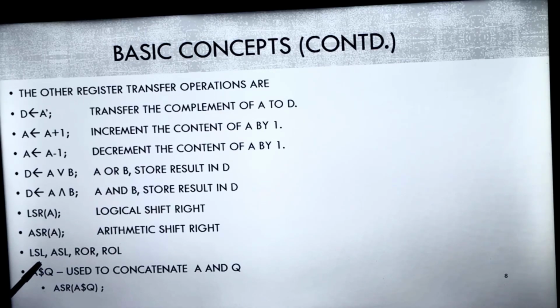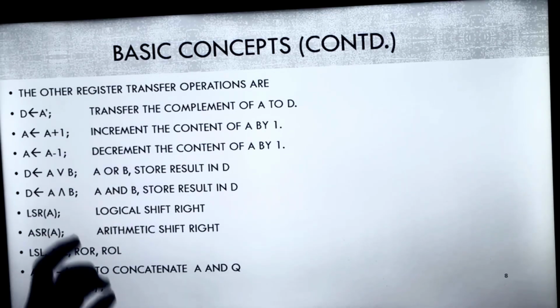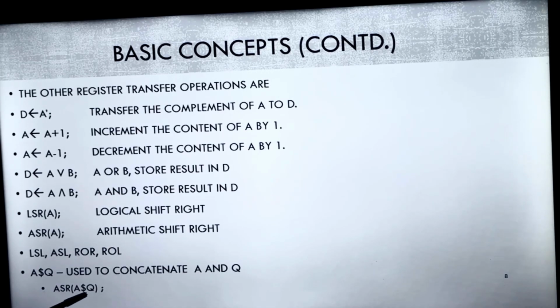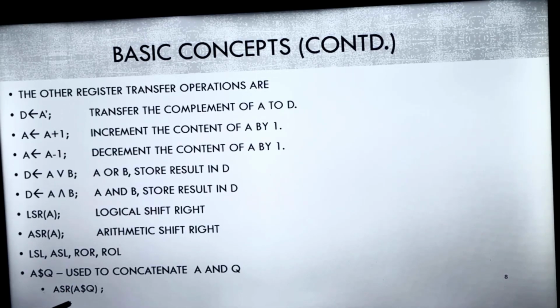I hope you understood the difference between concatenation and addition, right? Concatenation means just placing one after another. Suppose, for example, I have written ASR in brackets A$Q. It means first I will do the concatenation of A and Q, then I will do arithmetic shift right. This is how we do it.